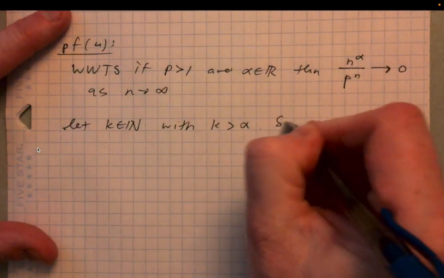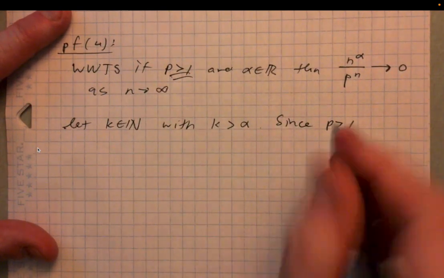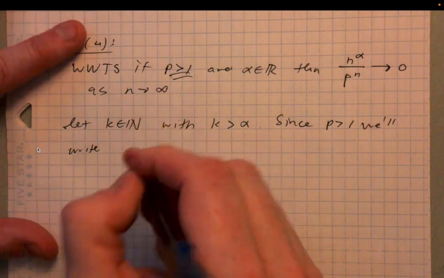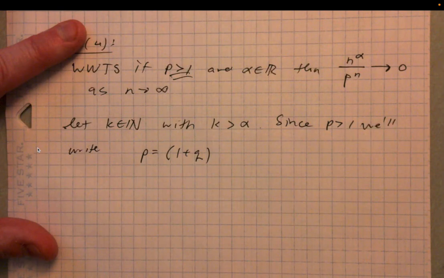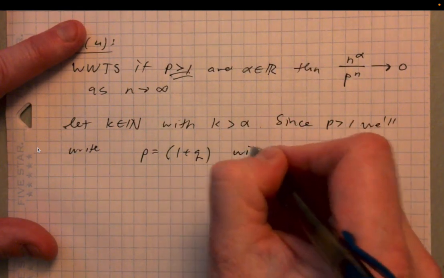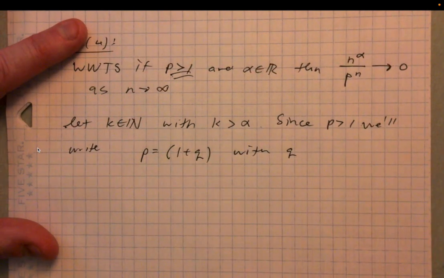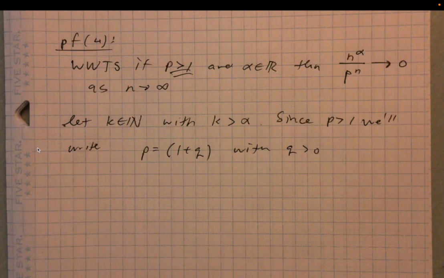Then since p is greater than 1, by assumption, we'll write p equals 1 plus q, with q greater than 0, obviously, since p is greater than 1. Okay, and then that means we can use the binomial theorem.